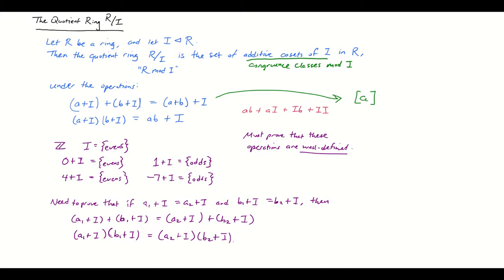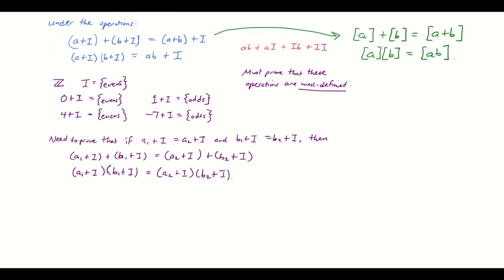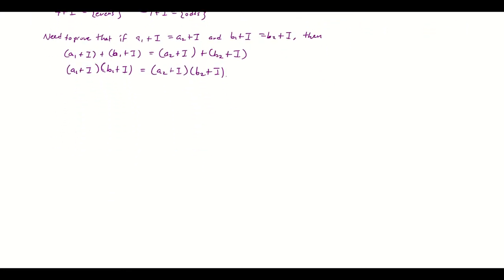So the definition in terms of congruence classes is if I add the class of A and the class of B, I get the class of A plus B, because we showed in a previous video that the coset A plus I is the same as the congruence class of A modulo I. And then class of A times class of B equals the class of A times B. Okay, so that's the definition in terms of congruence classes. And like I said, I'm going to use the idea of congruence and congruence classes to prove that these operations are well defined. All right, so here's the proof.